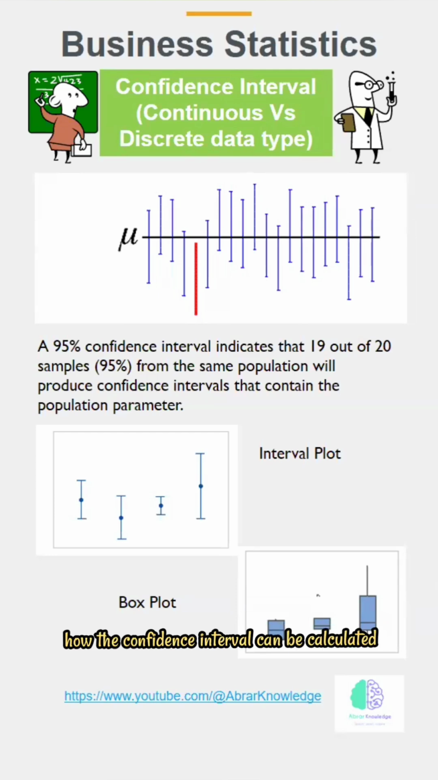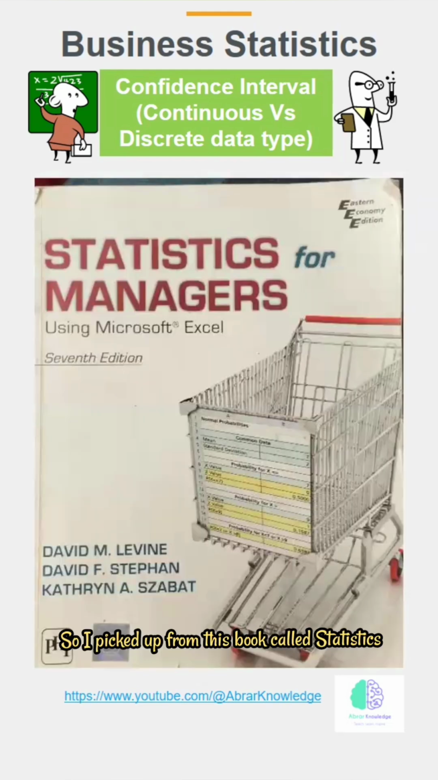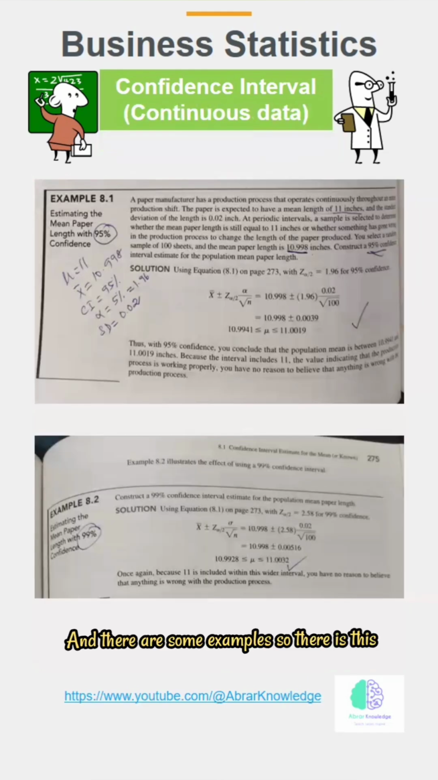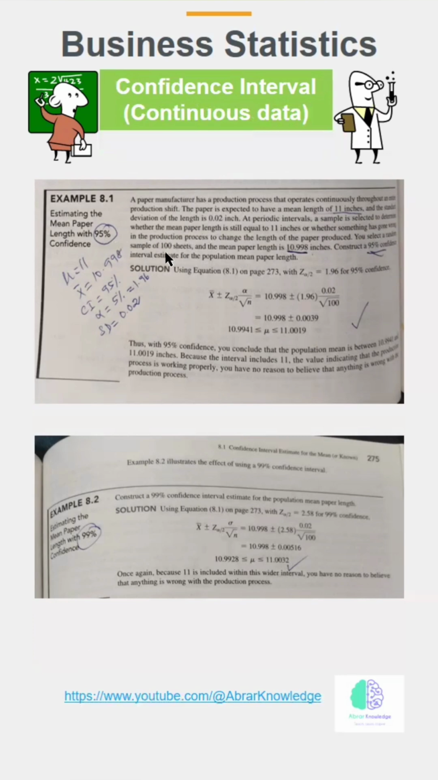How can the confidence interval be calculated? Confidence interval means how the data is being distributed, and we can find out the 5% risk we can have, that is alpha, and then how many points lie in that 95% spectrum. It can be an interval plot, as you can see, a box plot, or commonly a histogram as well. I picked this from the book Statistics for Managers Using Microsoft Excel, 7th edition, and there are some examples. This is an example of continuous data, and in an upcoming slide you will find more details about it.